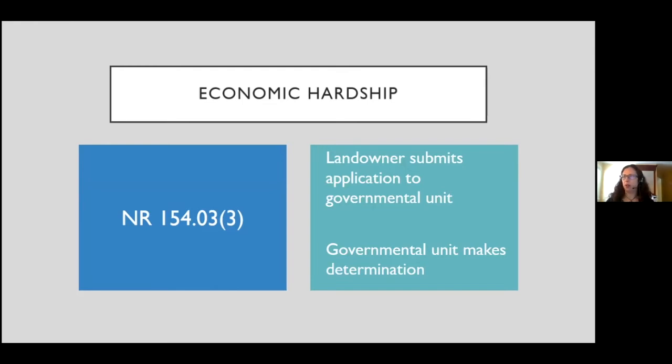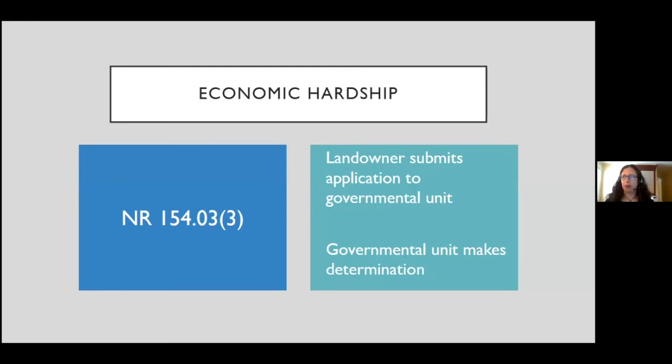The landowner or land operator shall submit an application to the governmental unit in accordance with this subsection in order to be considered for a determination of economic hardship. The governmental unit may not make a determination of economic hardship for cost share purposes until it has received a completed application. The governmental unit referred to in NR 154 is the grantee, which is typically a county. So this means that the determination of economic hardship is typically made by a county based on their evaluation of an application submitted by a landowner.